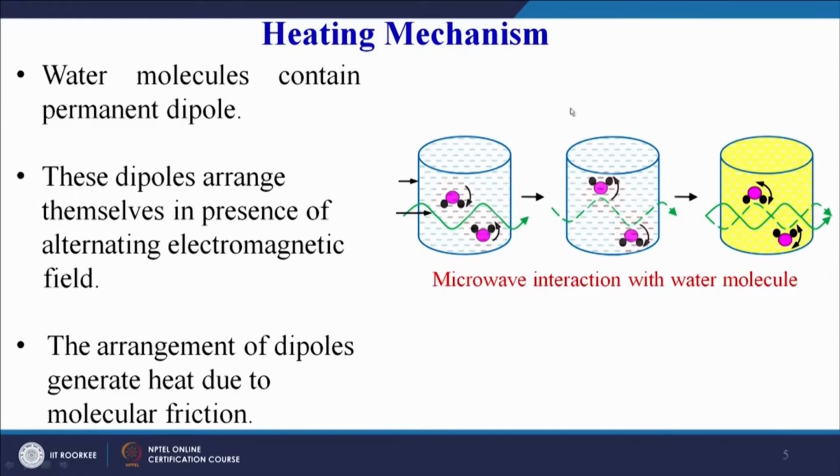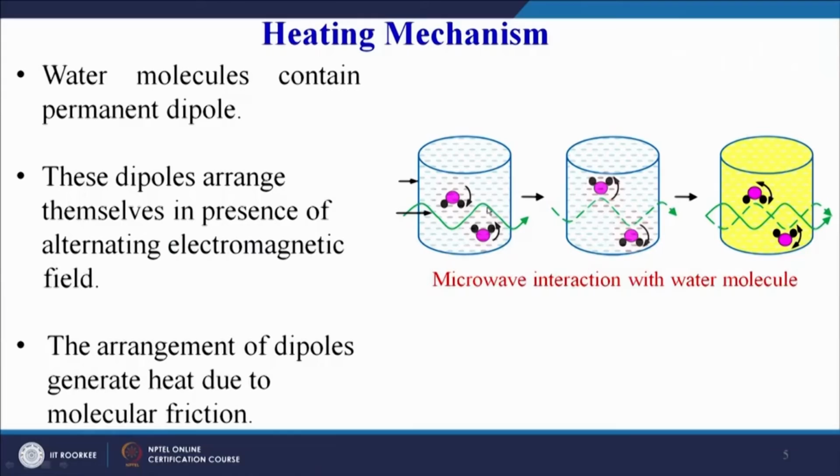Now this is again the heating mechanism being explained with the help of a diagram, and this is the example of water. Water molecules contain a permanent dipole. These dipoles arrange themselves in presence of the alternating electromagnetic field. The arrangement of dipoles generates heat due to molecular friction. So they have permanent dipoles in water, and the green color depicts the microwave. So we have a microwave which is entering into the water and then it is leaving.